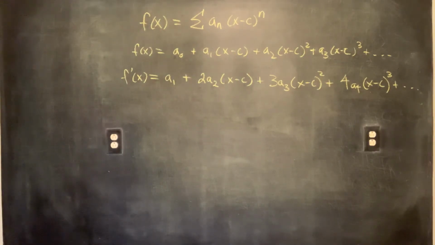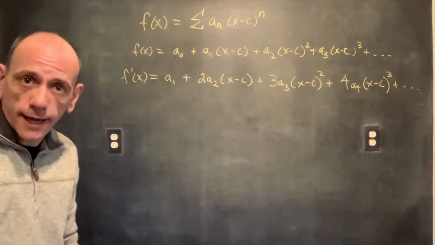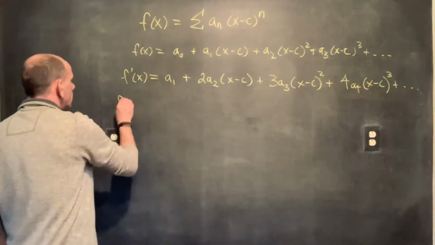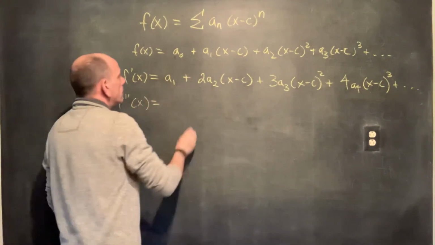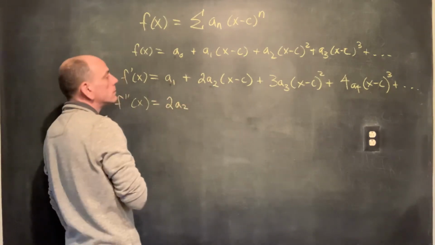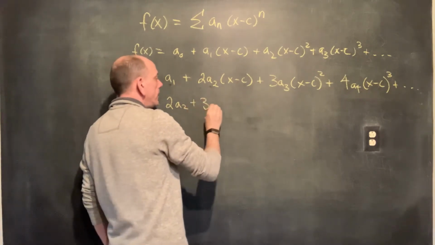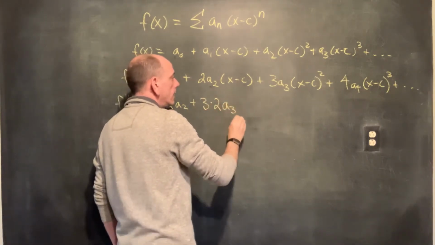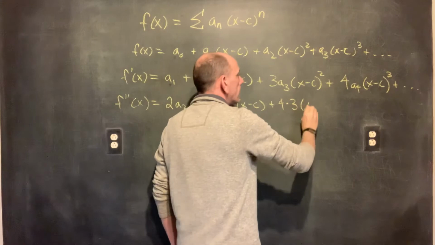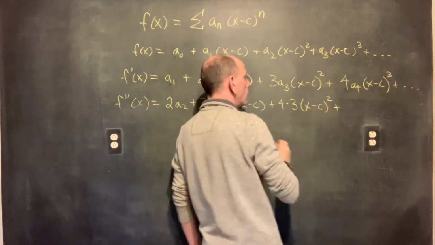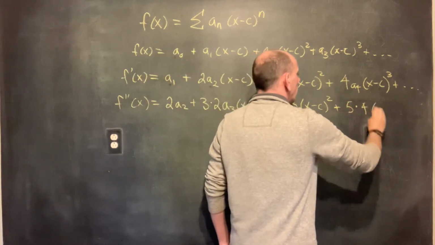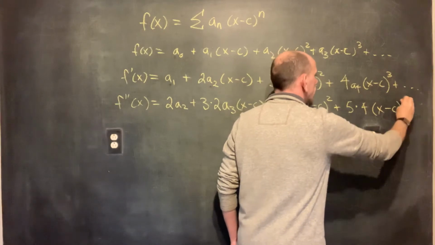Okay, great. So if that's the case, then the second derivative should also be equal. Now let's see, the derivative of a constant is 0. We're going to get 2a2 plus 3 times 2a3 times x minus c plus 4 times 3 times x minus c squared. Let's just do one more. We would have 5 times 4 times x minus c cubed.